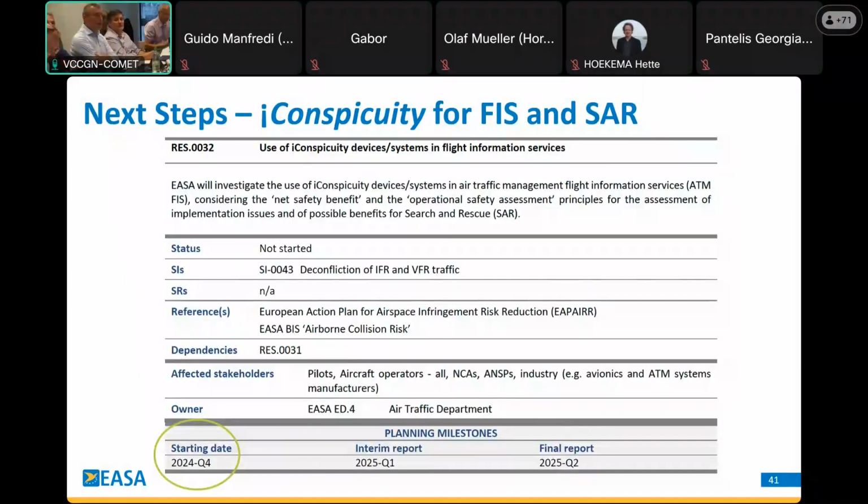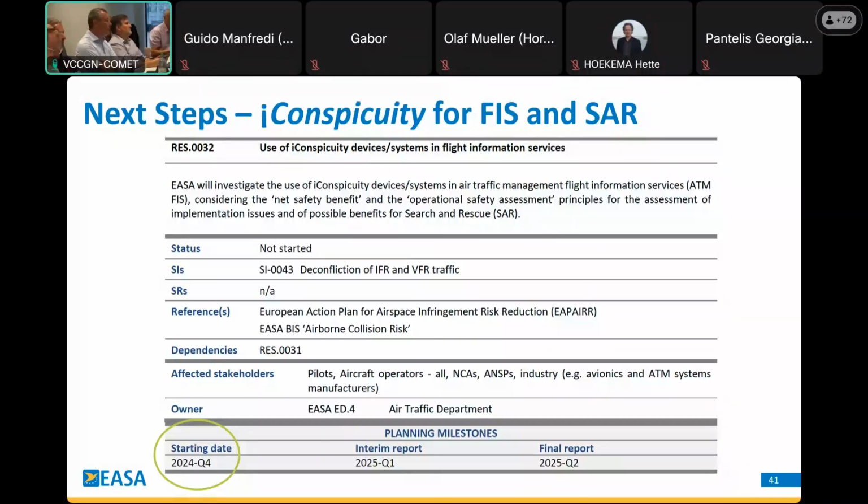So this was about the iConspicuity declaration, and the last slide is just to plan the next research, which is already in our European Aviation Action Plan. We will now start engaging with the ATM community, namely ANSPs and Eurocontrol colleagues who are here with us in the room. And we will try to explore how iConspicuity and conspicuous aircraft could contribute to existing flight information services and search and rescue.